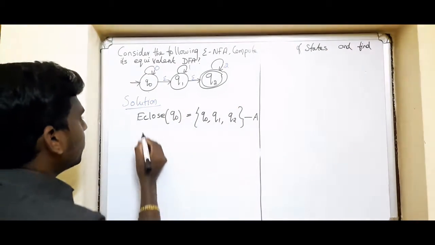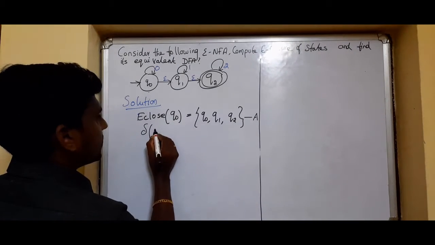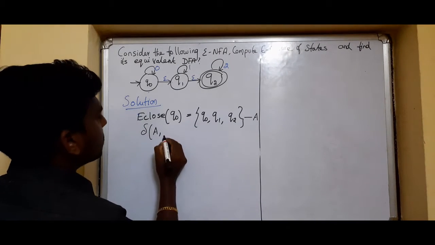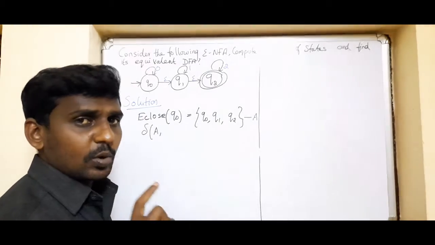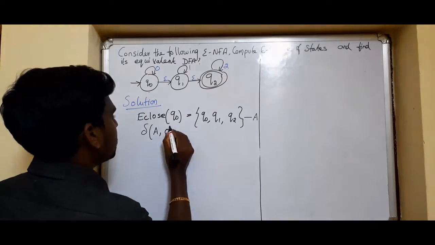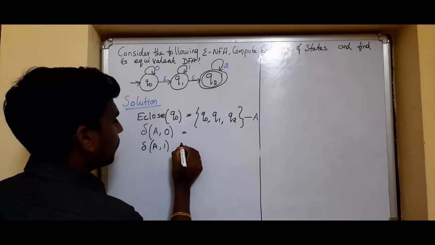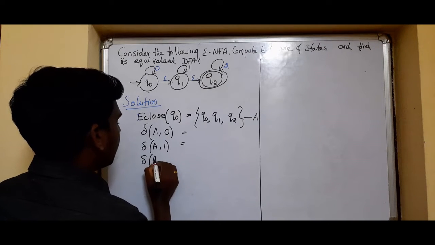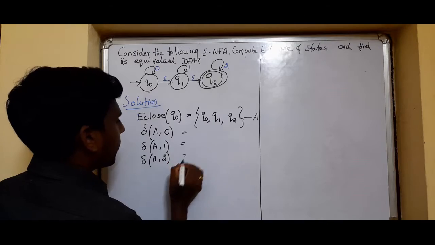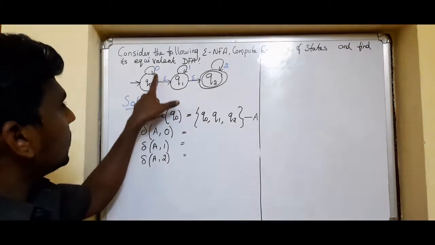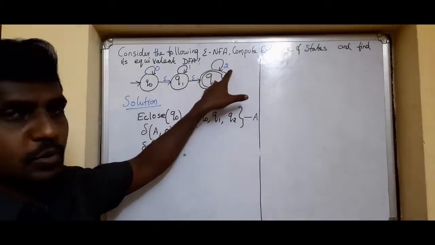Then delta of A comma, how many moves are there? Three moves: 0, 1, 2. I have to find delta of A comma 0, delta of A comma 1, and delta of A comma 2. So how many inputs are there? Three inputs: 0, 1 and 2.